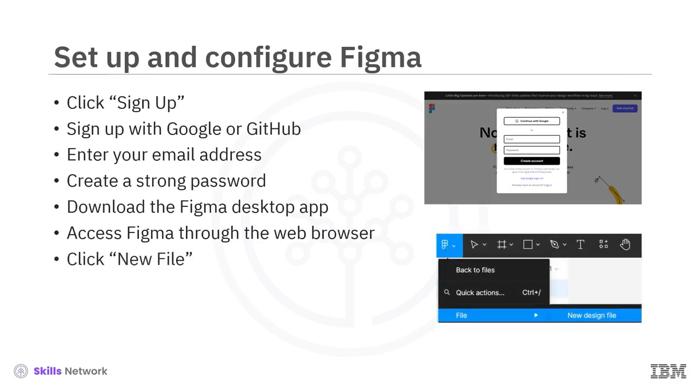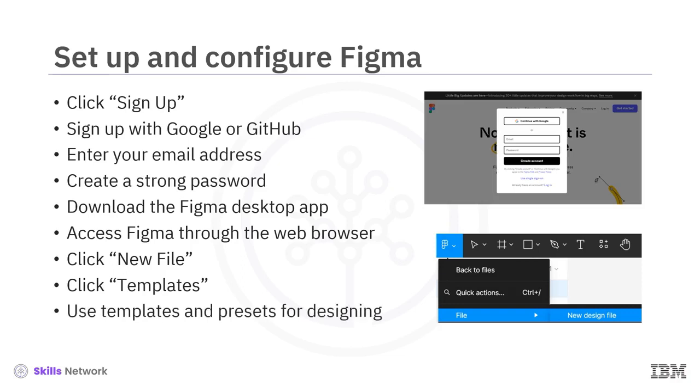Once logged into Figma, create a new file by clicking the New File button on the home screen or selecting New File from the menu. Figma offers a variety of templates and presets to jumpstart the design process. Select a template or preset when creating a new file or clicking the Templates button on the home screen.